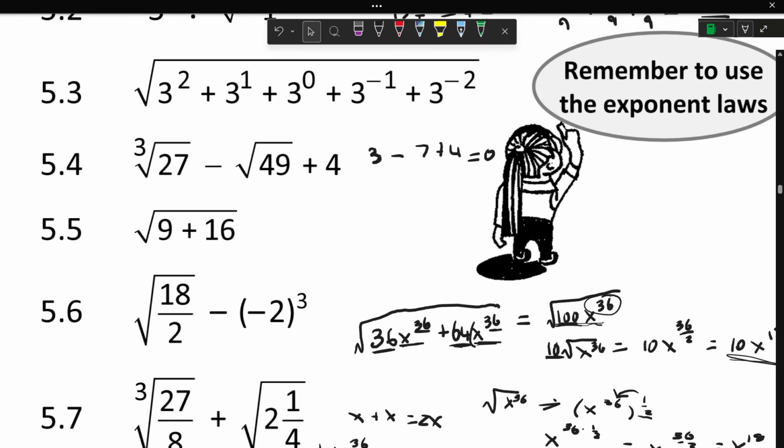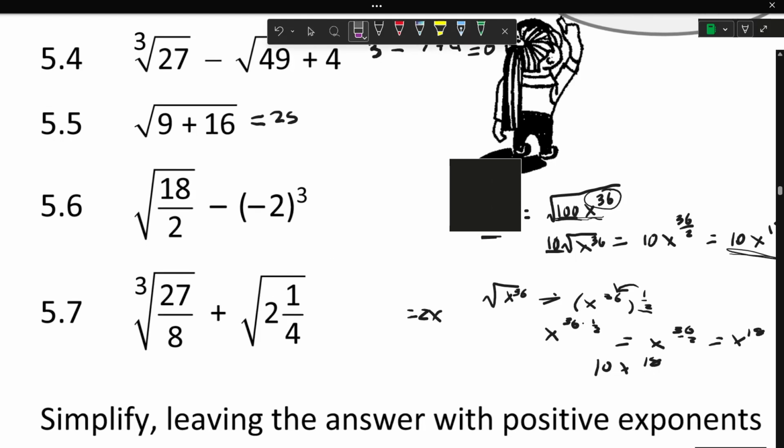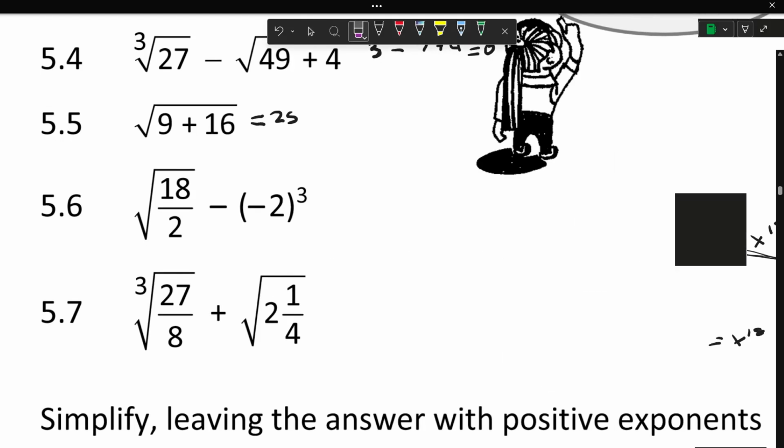Square root of 9 plus 16 is square root of 25, and that is 5. And then, this is for the later question. I have one of you with it earlier.